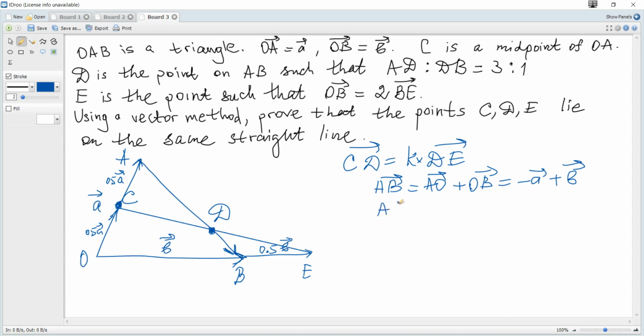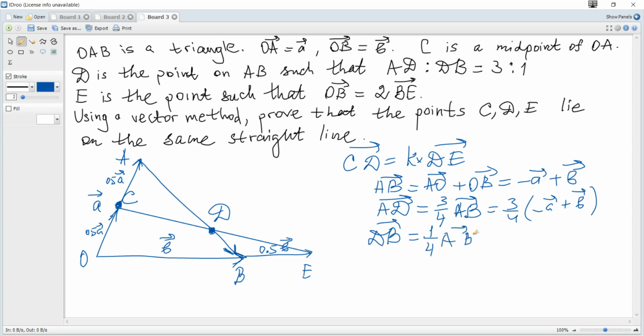And we can see that AD is 3 out of 4 parts. So AD vector is in the same direction as AB, but since the ratio is 3:1, there are 4 parts in total, and AD has 3 parts. So AD is 3/4 of AB, hence it's 3/4 times (minus a plus b). And hence DB is 1/4 of the AB vector, which is 1/4 times (minus a plus b).